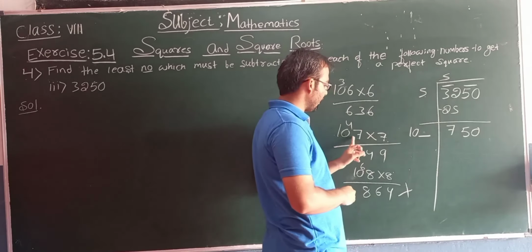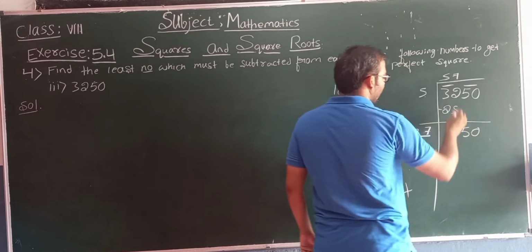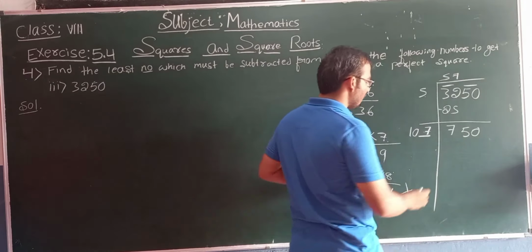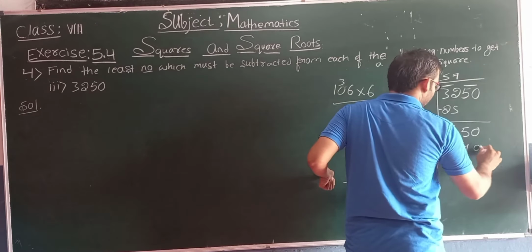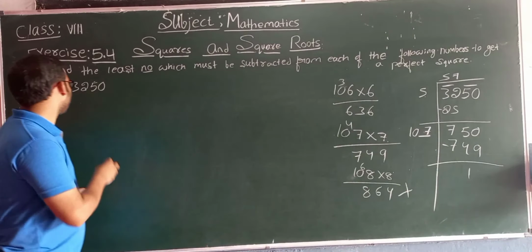Okay, now we'll take this one. 107 into 7 is what? This one. 749. Okay, so we have got the remainder as 1. Okay, so right here.